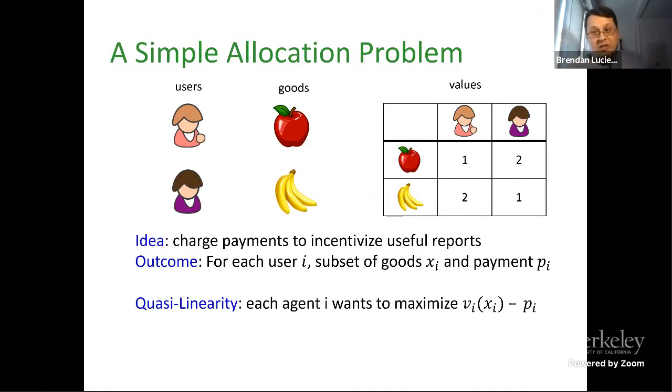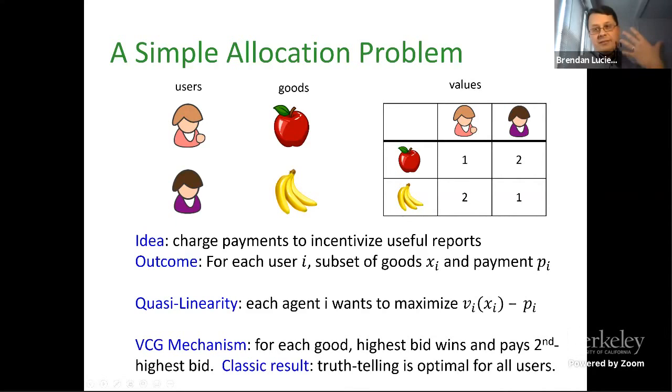Okay, so if we assume this quasi-linearity, there are very strong solutions to this type of problem. We have the VCG mechanism, which in this case just says, give every good to whoever bid the most on it, and they pay the second highest bid on that item. Under this mechanism and these payments, everyone will declare their values truthfully. We get the maximal value. Okay, beautiful theory, very rich. There's a lot of work in econ CS that applies this to a bunch of different allocation problems and algorithms to try to understand how to get people to behave truthfully.